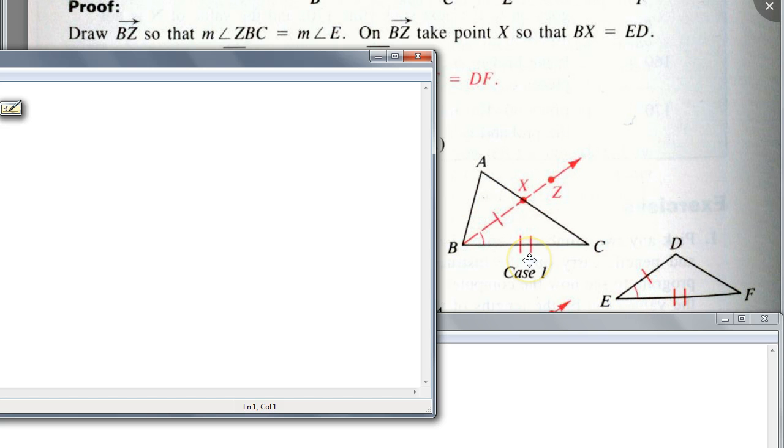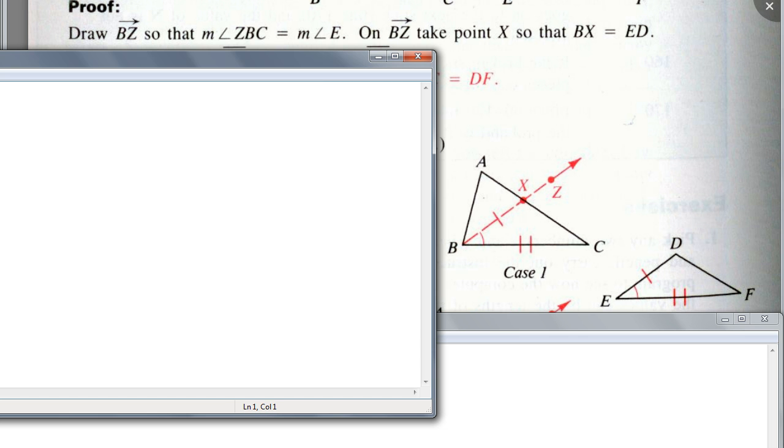And not only that, there's one other thing we have to do. Then what? On BZ, what are we going to do? Secondly, Kevin, keep reading. A, B, Z, take point X so that BX equals ED. Good. So on BZ, pick a point. By the ruler postulate, there's a point on BZ such that ED and BX will have the same length. Is that okay? Yeah. That's what we're going to do.